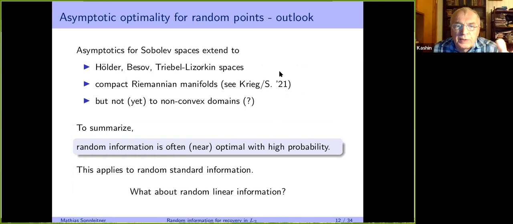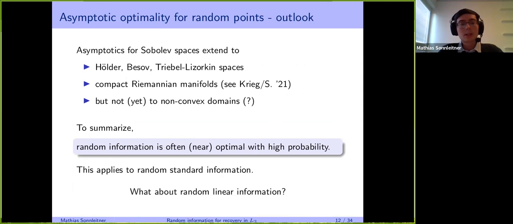Sorry, please continue. Okay. So, yeah, these asymptotics extend to different function spaces, for example, Hölder, Besov, and Triebel-Lizorkin spaces with continuous embeddings, and also to compact Riemannian manifolds. So we extended this here. And one problem is that it holds for convex domains, and we don't know yet how to extend it to non-convex domains, for example, general bounded Lipschitz domains.